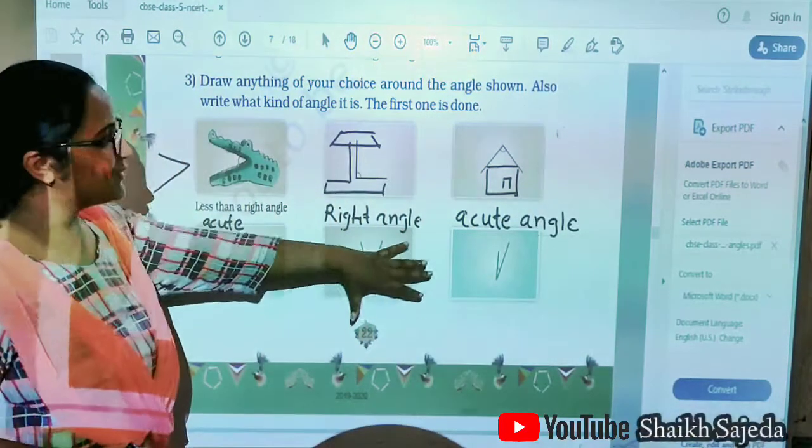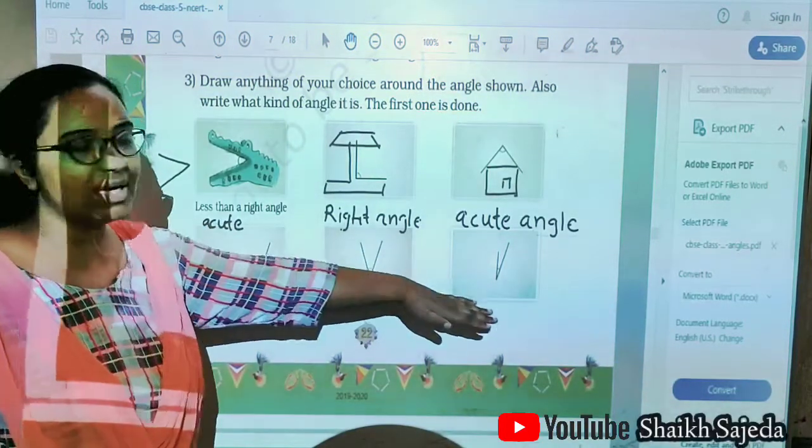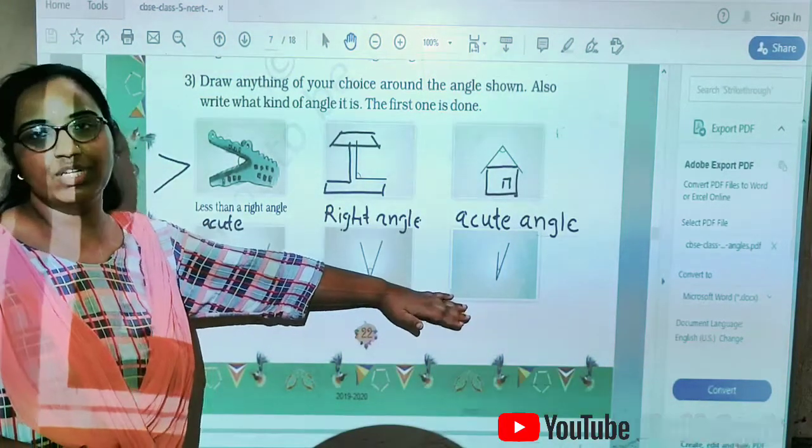So out of these 5 pictures I have done 2 for you. Now all these 3 you have to do as a homework.